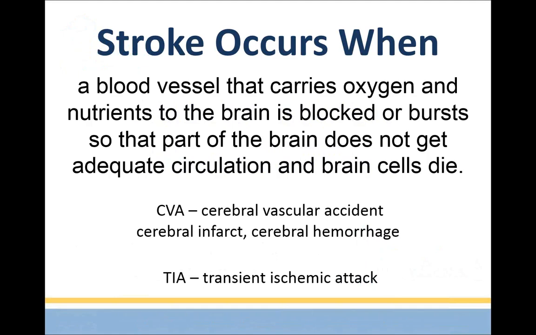A stroke occurs when a blood vessel that carries oxygen and nutrients to the brain is blocked or bursts so that part of the brain does not get adequate circulation and brain cells die. A CVA you may see in medical records is a cerebral vascular accident. This is the most common medical term you'll see. It can be a cerebral infarct or a cerebral hemorrhage.